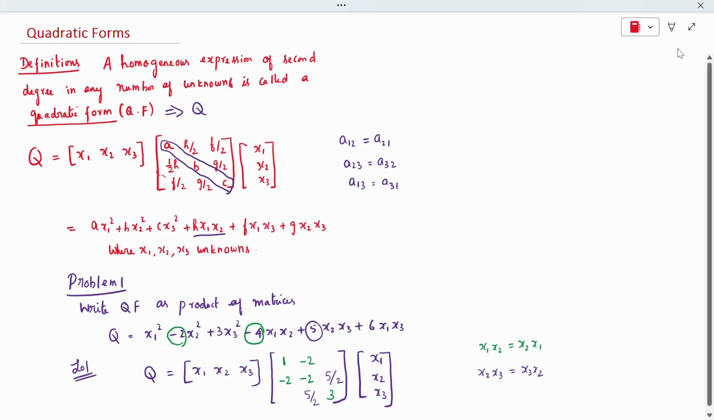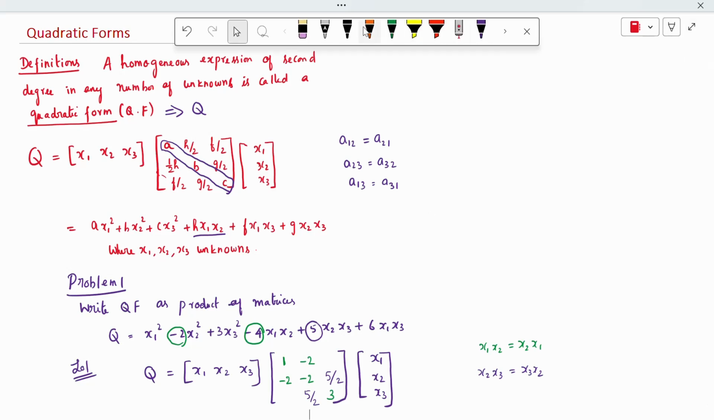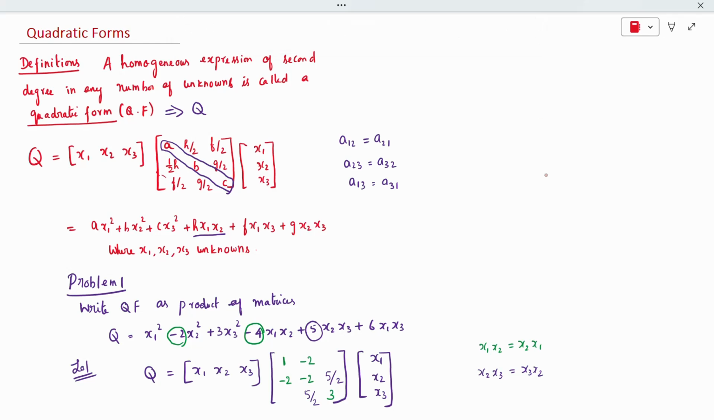Next we'll use some other color. Now you check. The next will be x1 and x3. It's the same as x3 and x1. The coefficient is 6. Half of the element is 3. 3 in the matrix at 1,3 and 3,1. So completed. This is the format of writing the product of the matrix. They may give the matrix and ask you to write the quadratic form, or the quadratic form may be given and asked to write the matrix form. Both you should be able to write.